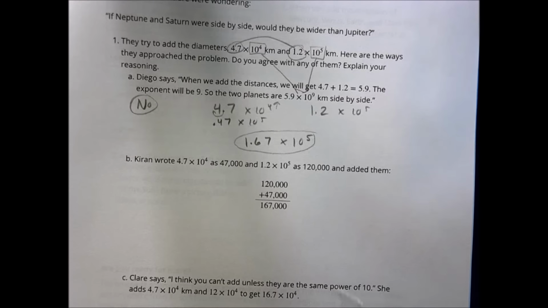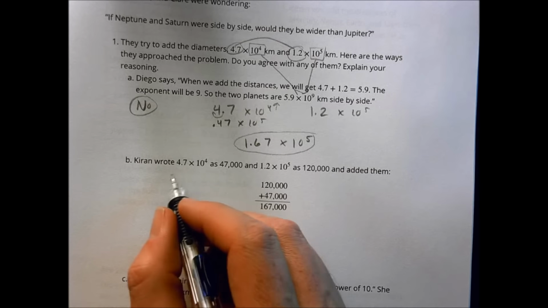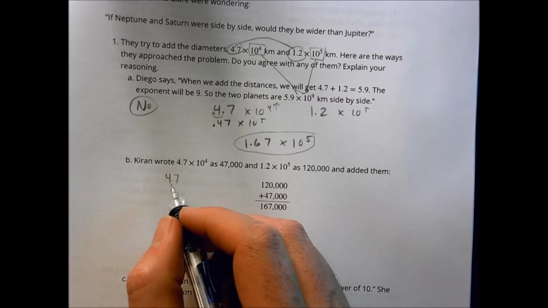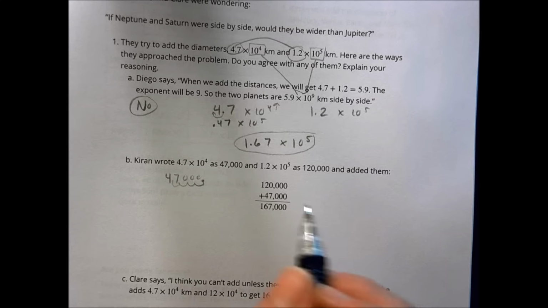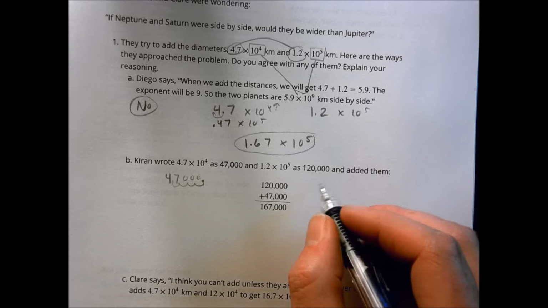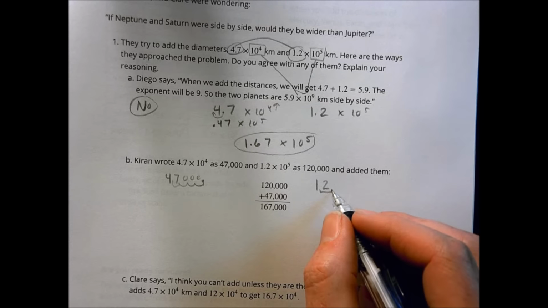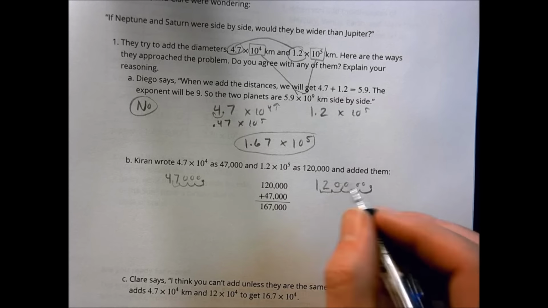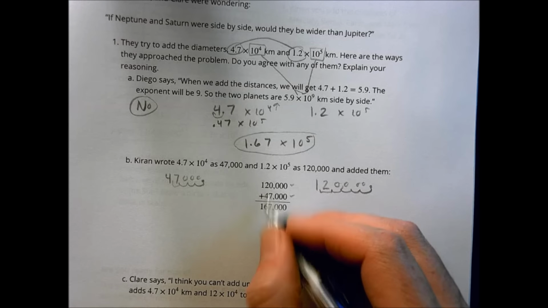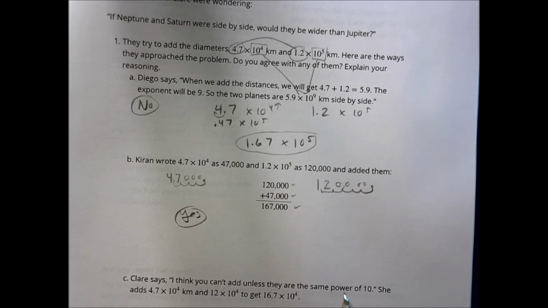Alright, let's look over here. It says Kieran wrote 4.7 times 10 to the 4th as 47,000. So she went 4.7 and moved the decimal over 1, 2, 3, 4 times and put the 0 space holders in. That's okay. And 1.2 times 10 to the 5th. So 1.2, and that's our 1 space holder, 1, 2, 3, 4, 5 there. And so she has 120,000. Correct, correct. She adds that up. That is correct there. So we would say yes, that is correct. That's okay. No problem. Just kind of expanded it out.